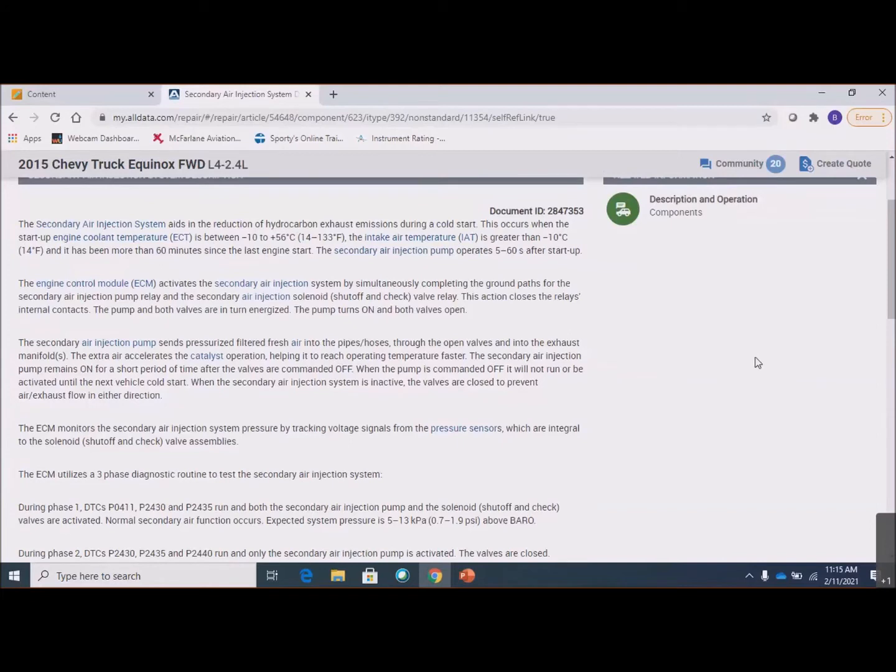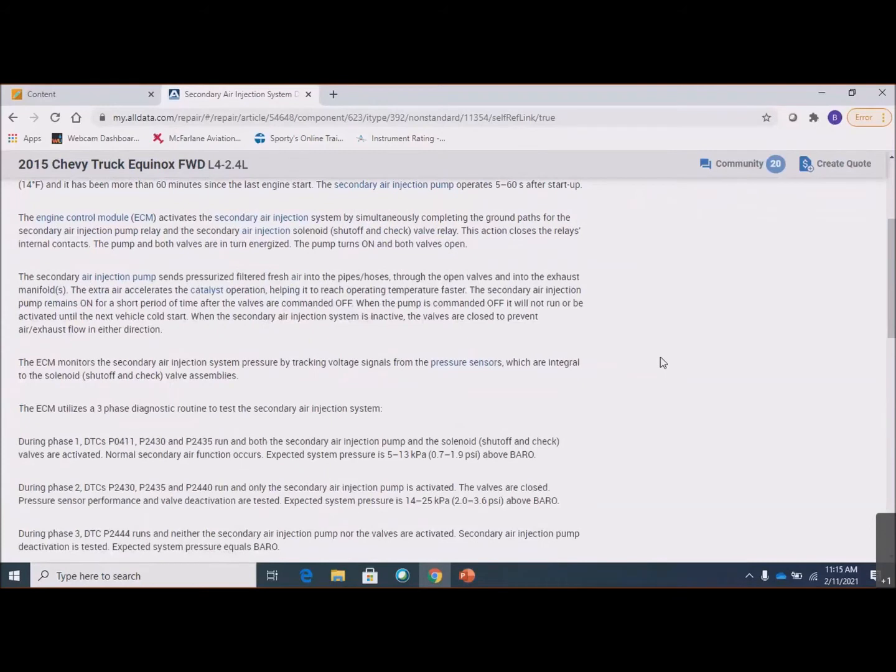And from the pump, so the pump takes air from the air cleaner box, so it's filtered, right? And it blows it into these valves, right? These solenoid shut-off and check valves. And when those valves open, that air is fed into the exhaust.